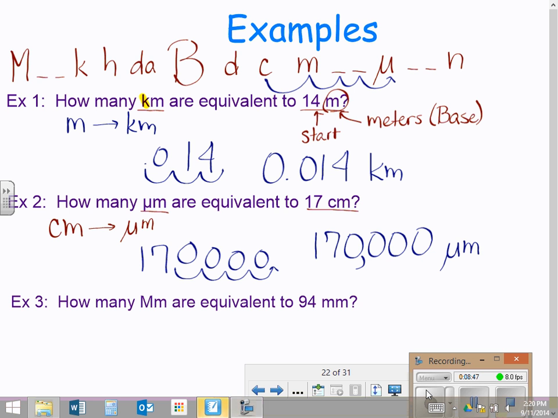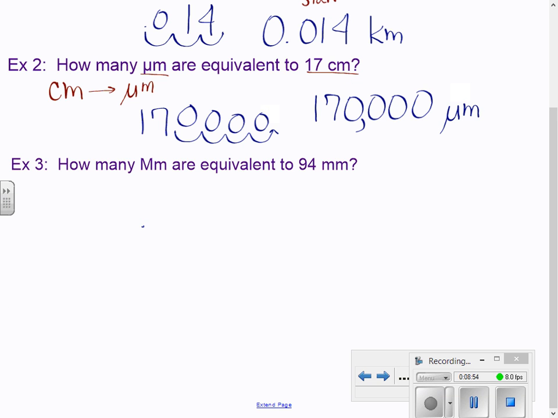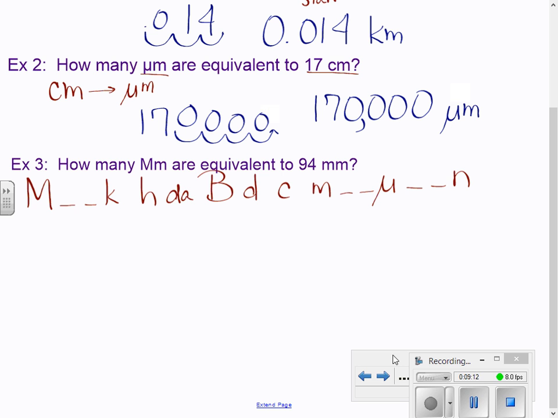All right, so let's do it with one more. Here we go. And I lost my little key, so we'll rewrite it. M blank blank K H D A base D C M blank blank micro blank blank nano. Get into the habit of writing that.